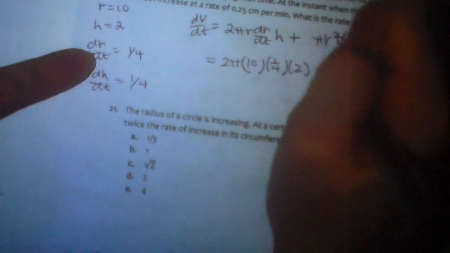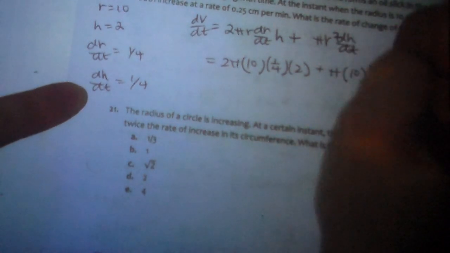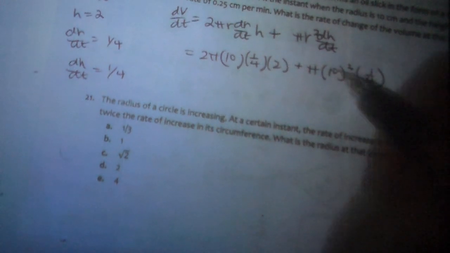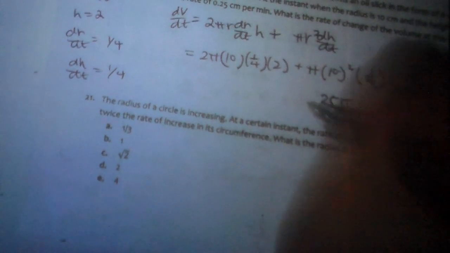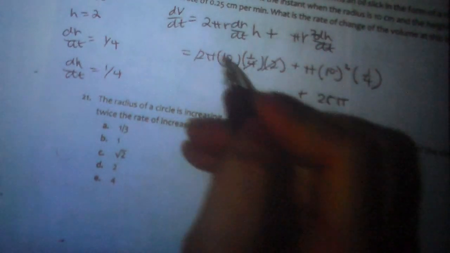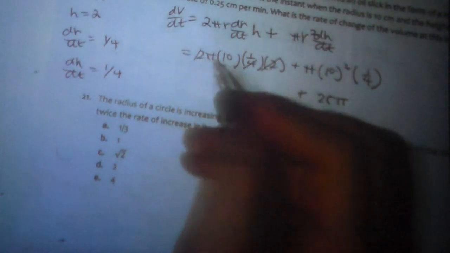Now we just plug in. dr/dt is 1/4, height is 2, plus pi 10 squared, dh/dt is 1/4. So 10 squared is 100. 100 divided by 4 is 25. There's still a pi. 2 times 2 would cancel out that 4. And so now I just have 10 pi. That's 35 pi.